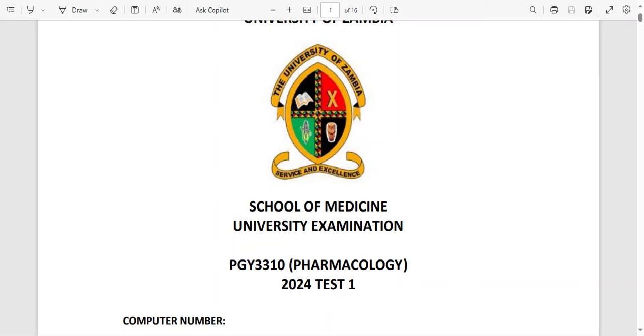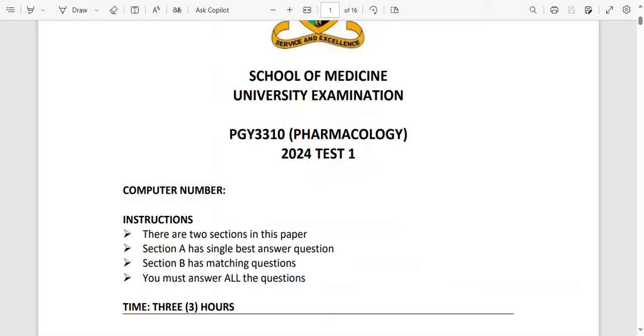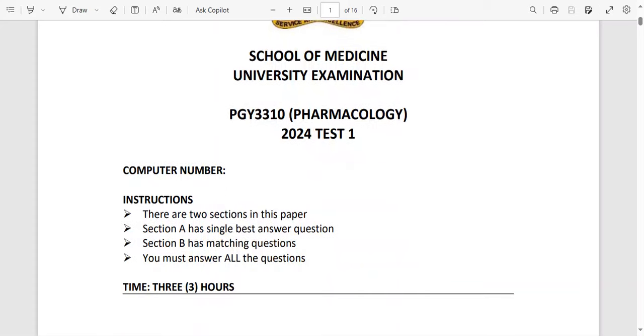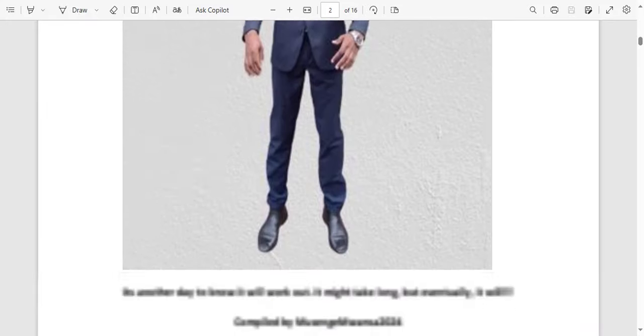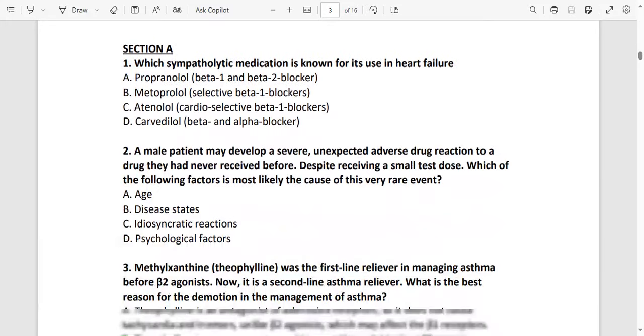For test one, it has got two sections. Section A, which are the multiple choice questions, and then section B are the matching questions. Start from there.